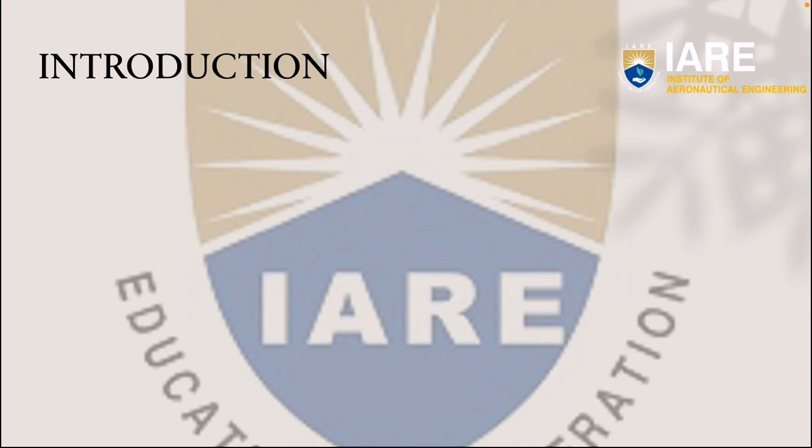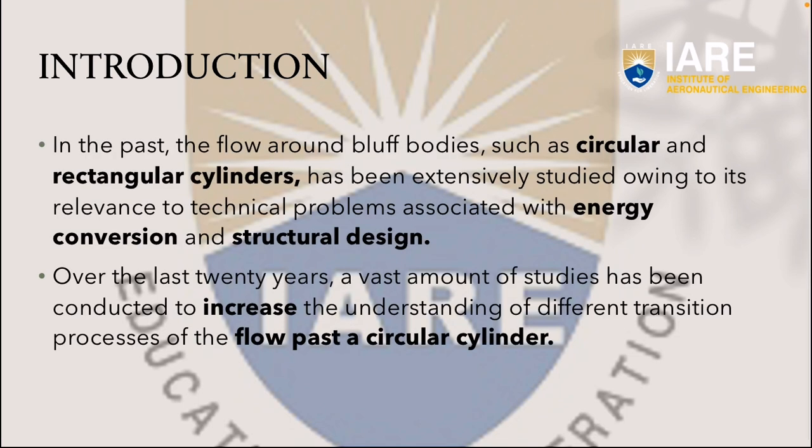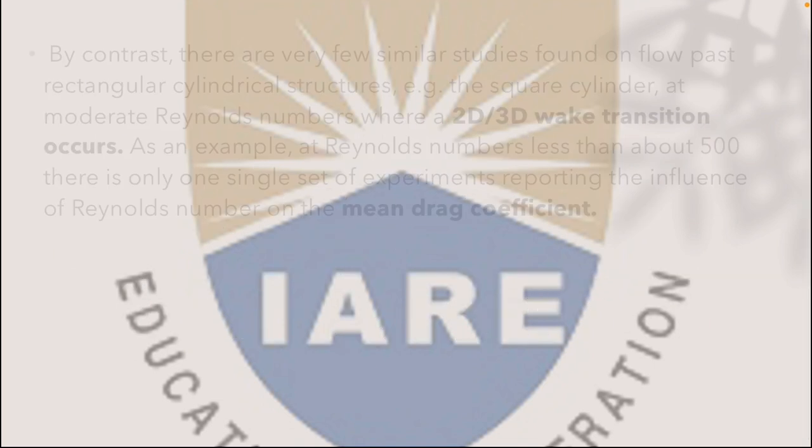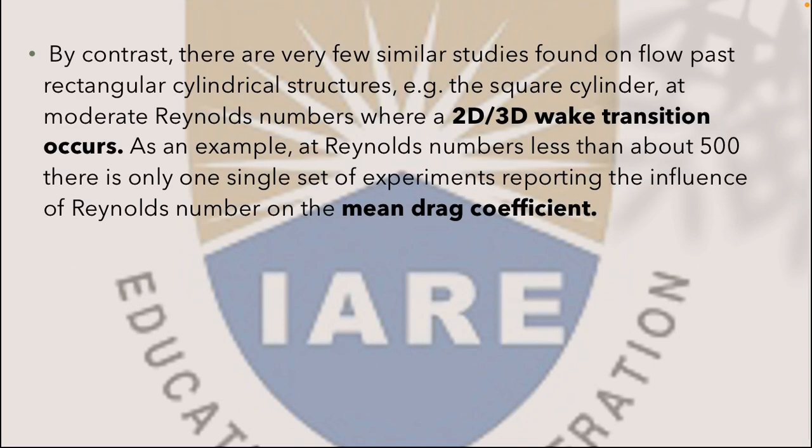Now let us discuss the introduction. In the past, the flow along bluff bodies such as circular and rectangular cylinders has been extensively studied owing to its relevance to technical problems associated with energy conversions and structural design. Over the last 20 years, a vast amount of studies has been conducted to increase the understanding of different transition processes of the flow past a circular cylinder. By contrast, there are very few similar studies found on flow past rectangular cylindrical structures.